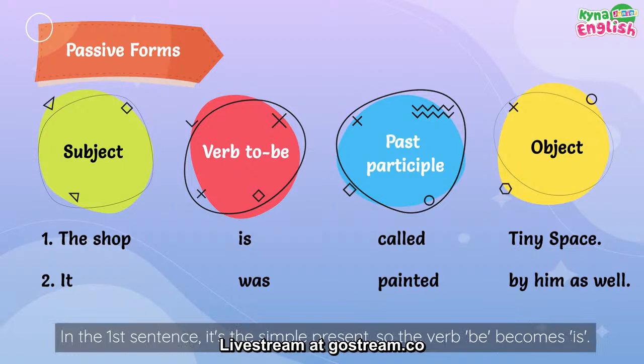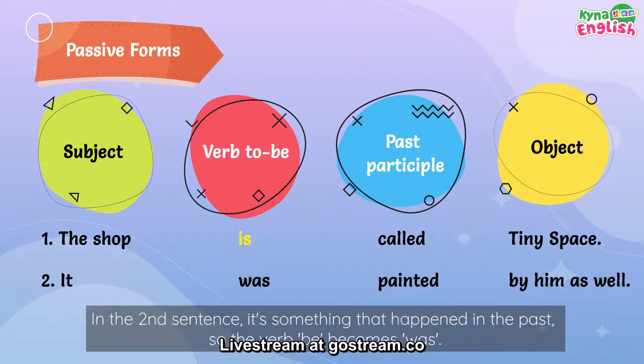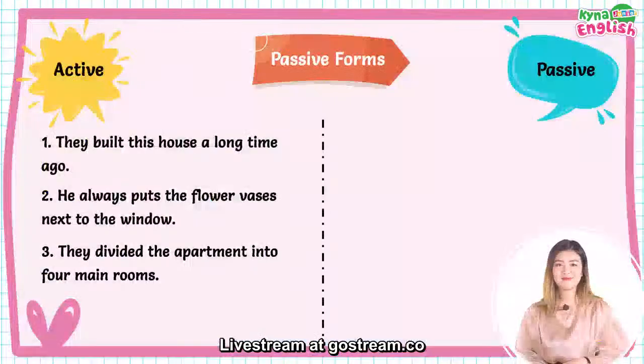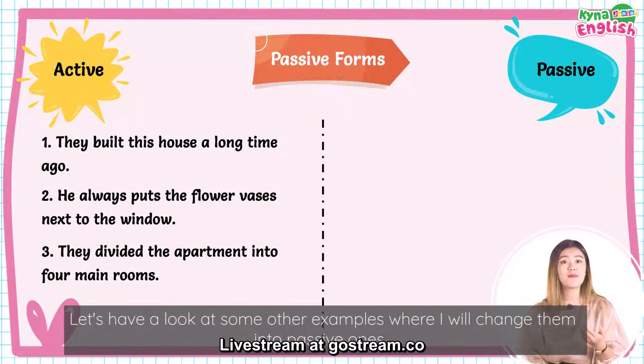In the first sentence, it's a simple present, so the verb be becomes is. In the second sentence, it's something that happened in the past, so the verb be becomes was. Let's have a look at some other examples where I will change them into passive ones.